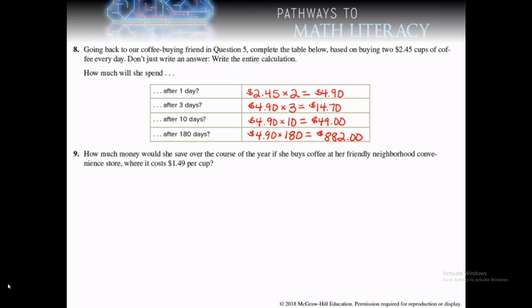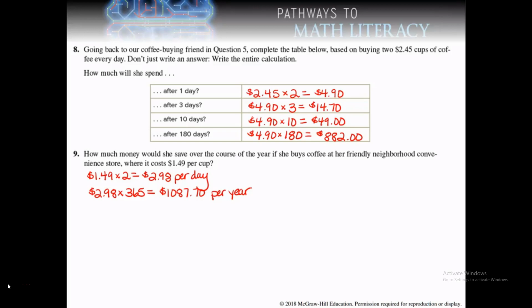In 9, how much would she save over the course of a year if instead of buying the $2.45 cups, she bought them at another location that sold coffee for $1.49 per cup? Well, first of all, if she's spending $1.49 per cup times 2 cups a day, that's only going to cost her $2.98 per day. So now if we want to know what that is over the course of a year, $2.98 times 365 days, now it comes out to $1,087.70 for a year.